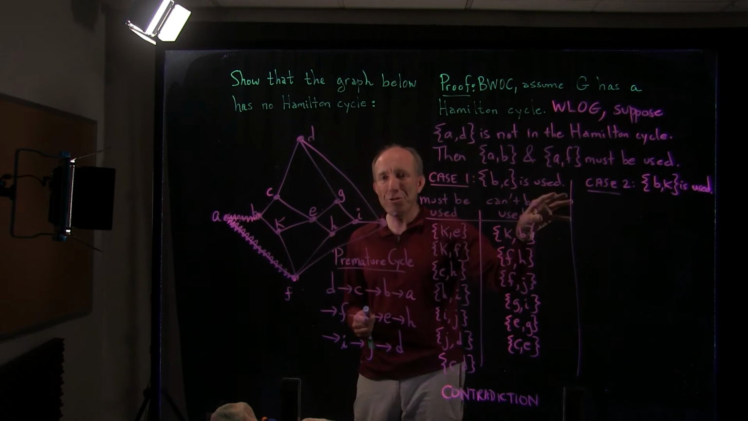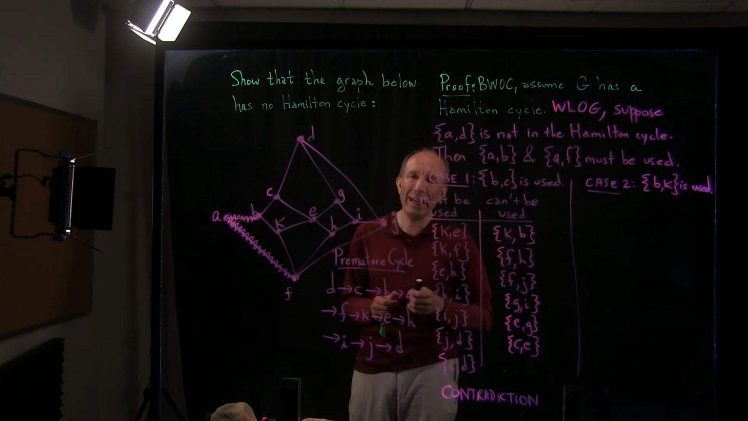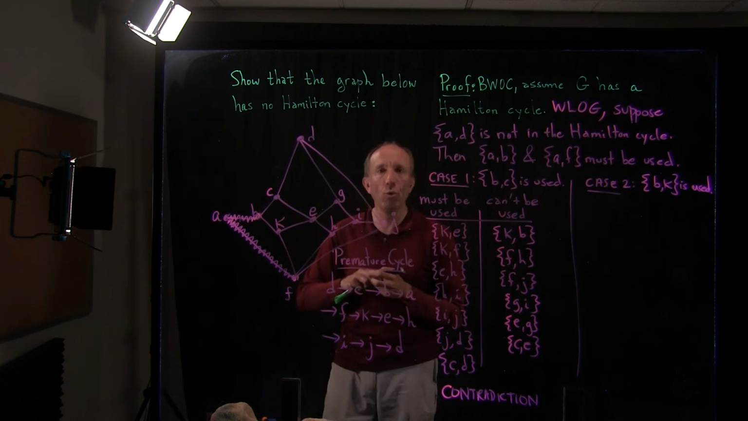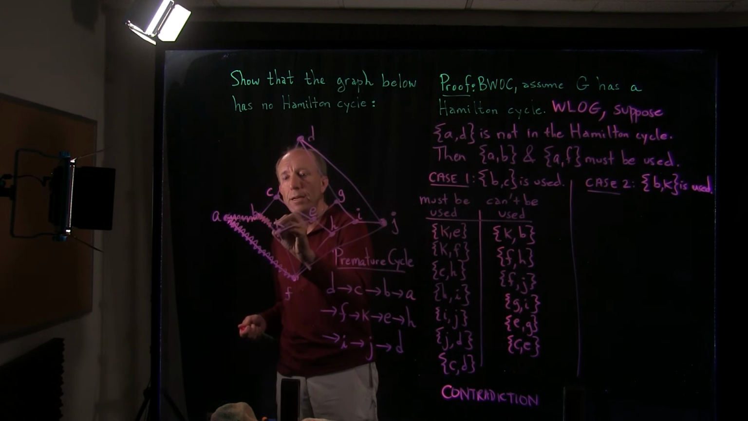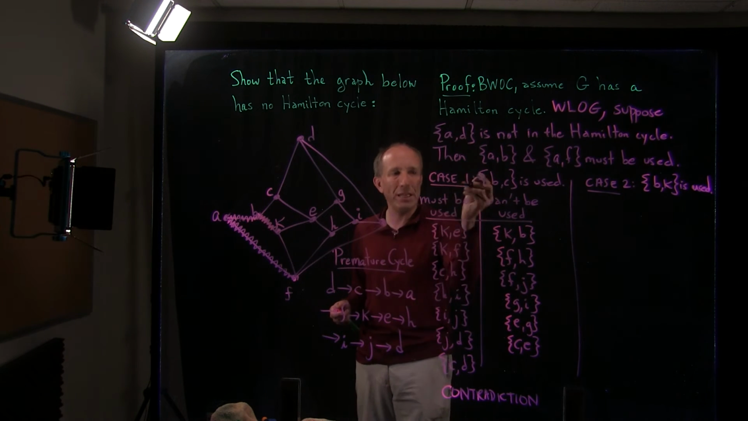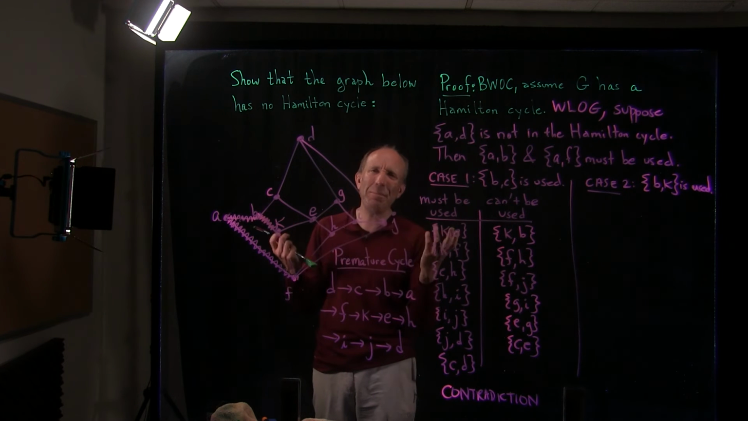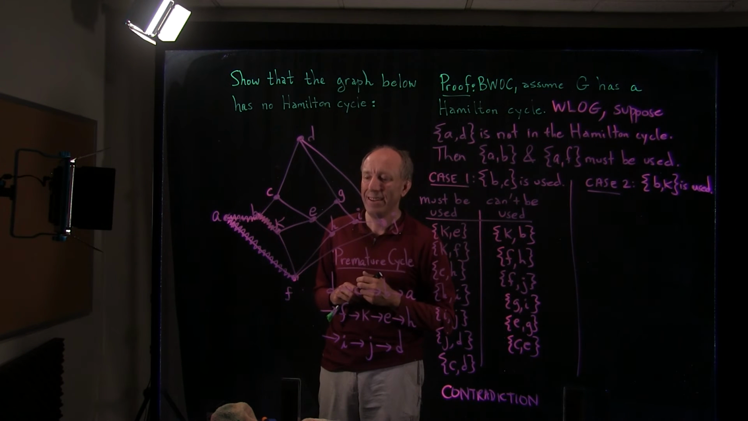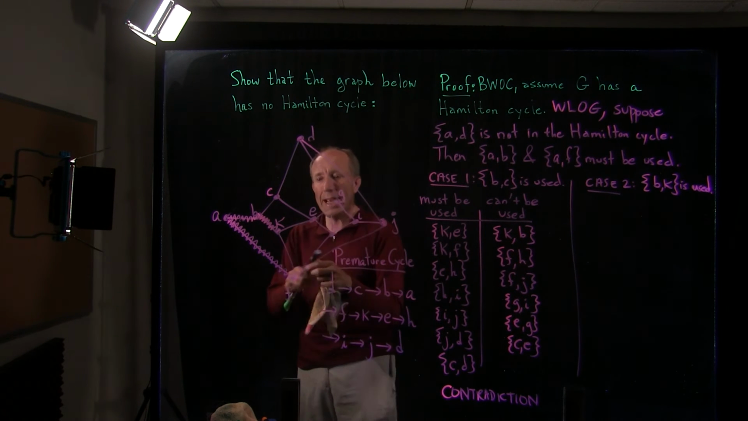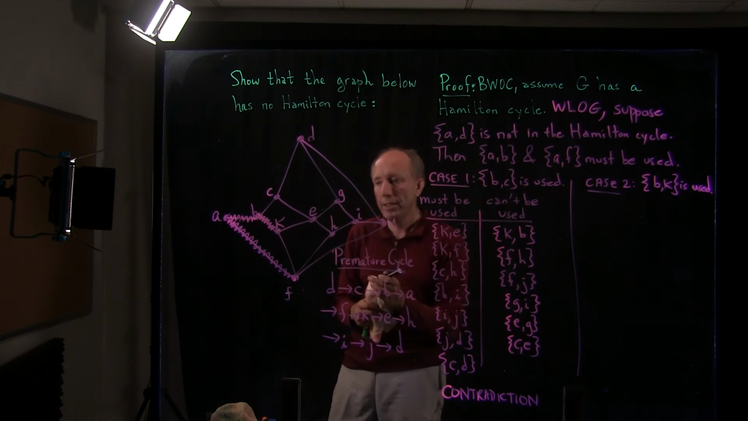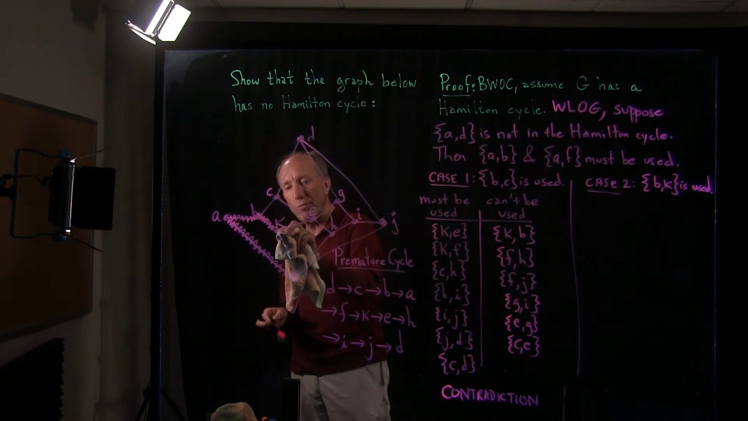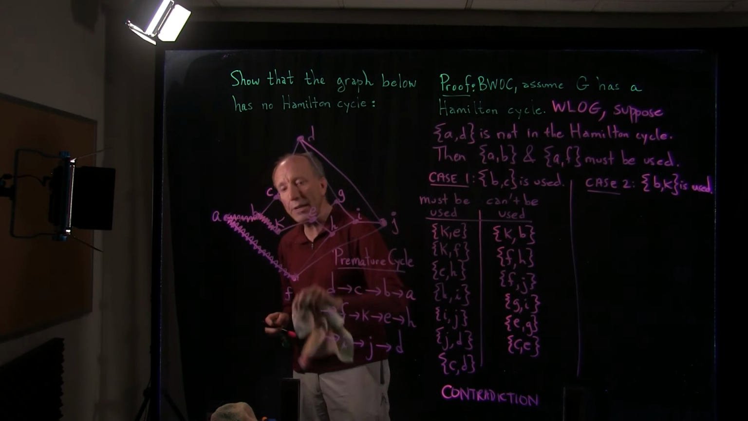I'm now going to get a contradiction in case 2. And case 2 is where I am going to use the edge BK. It didn't work when we used the edge BC. So let's use the edge BK. It's the same kind of analysis again, right? Notice, for example, that I cannot use the edge KF because that would force a premature cycle, right?